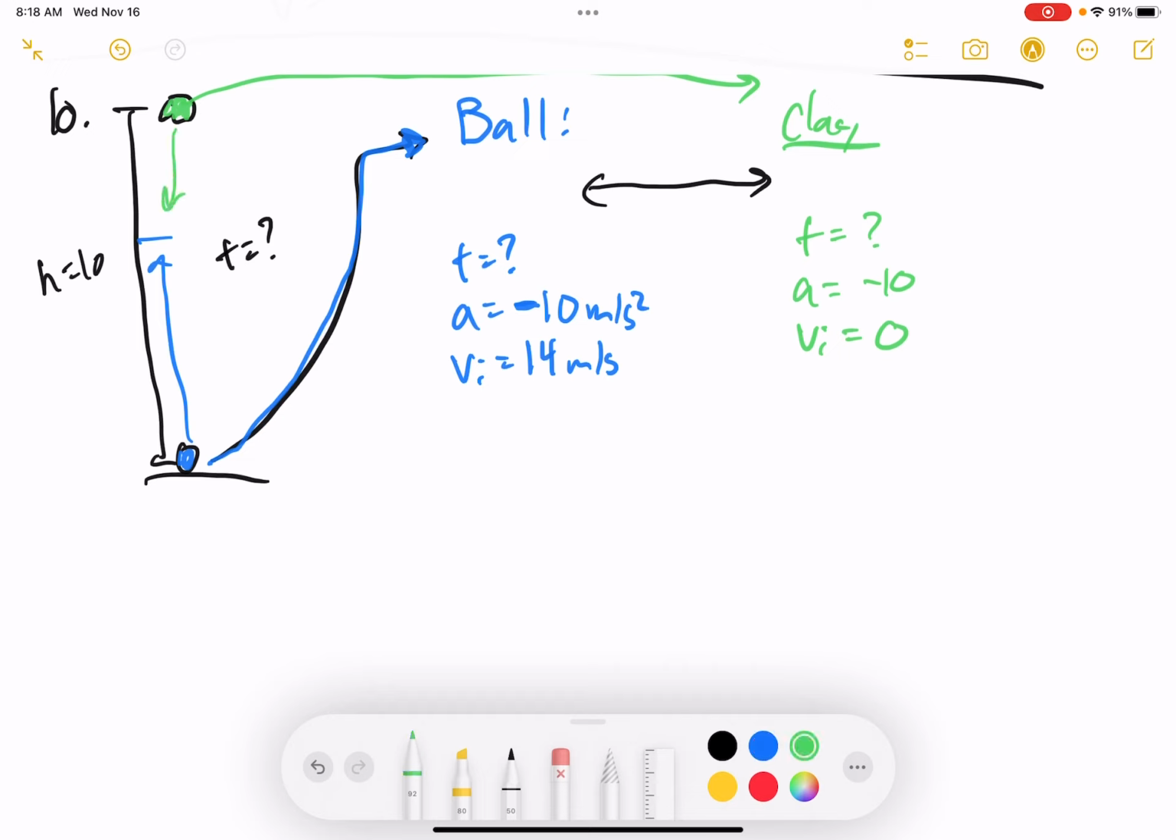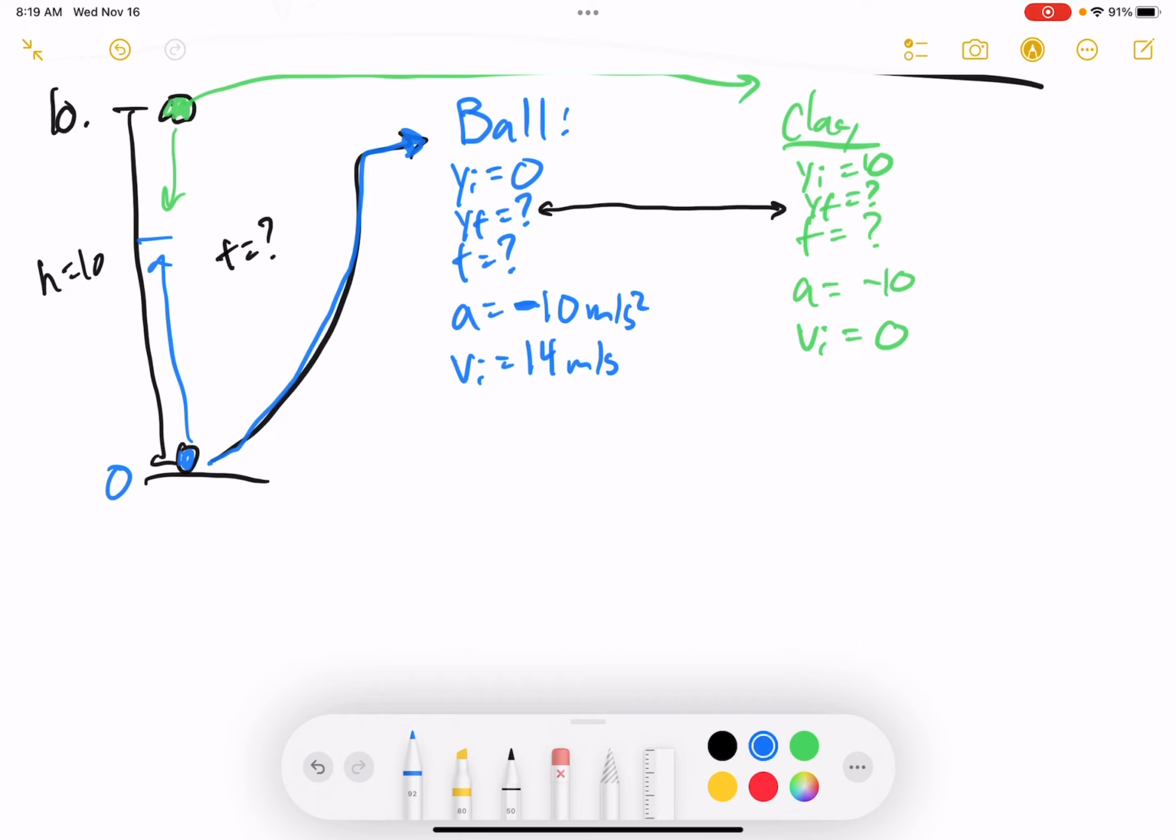So instead of setting it up with delta y, what I'm going to do is say my y initial for the ball will be 0, and my y final, that's what I'm really looking for. The same thing for the clay, except my y initial will be 10, and my y final is what I'm looking for. Now we can go back to our earlier thought process, which is that these final y positions will be the same for both.